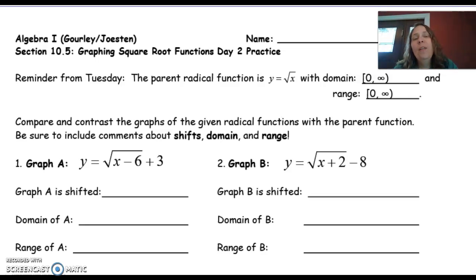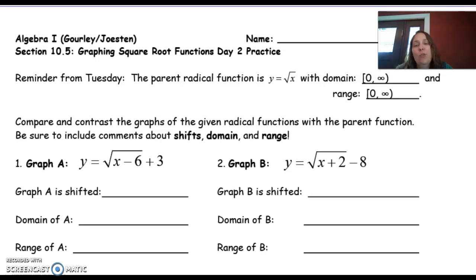Hi there, Algebra 1. We're here to have the last new material lesson of the year. So this is section 10.5, day 2, and we're going to talk some more about graphs of radical functions and shifting from the parent function y equals the square root of x.